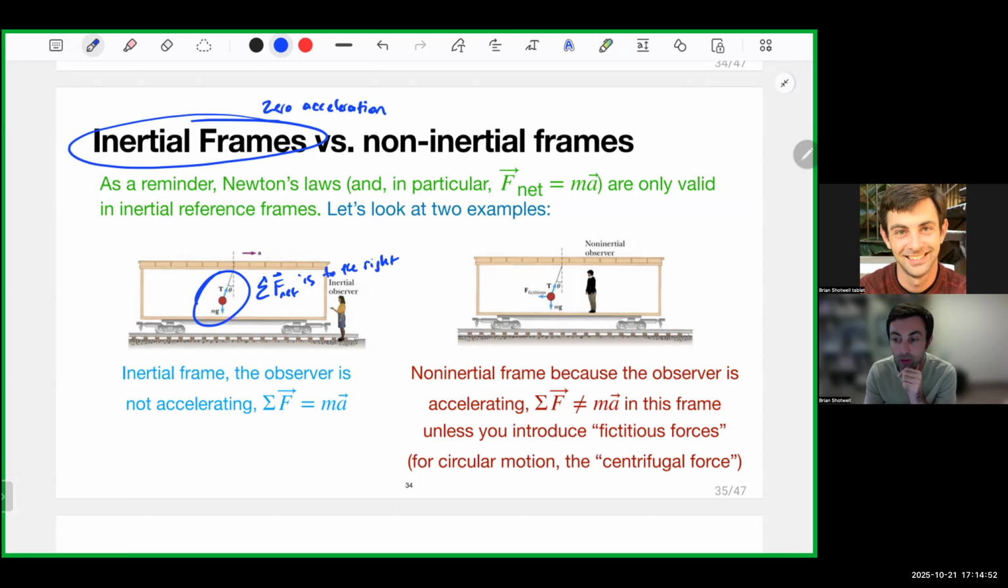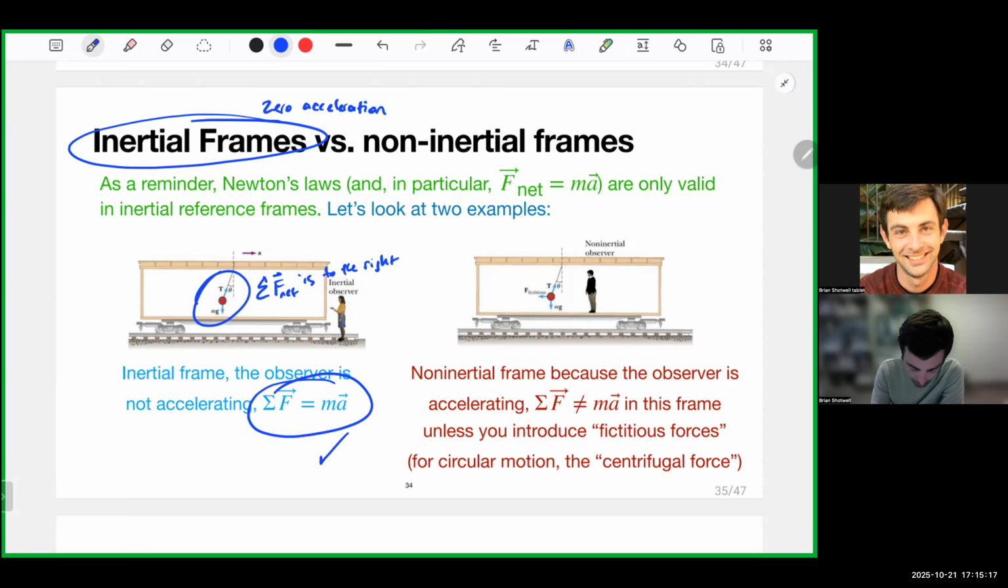So the train starts accelerating, and the ball starts swinging back as the horizontal component of tension gets bigger and bigger, to have the acceleration get bigger and bigger until it becomes the acceleration of the train. So Newton's laws are true. We're in an inertial frame. Everything is working out just fine.